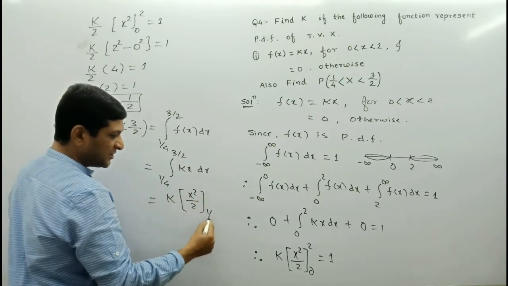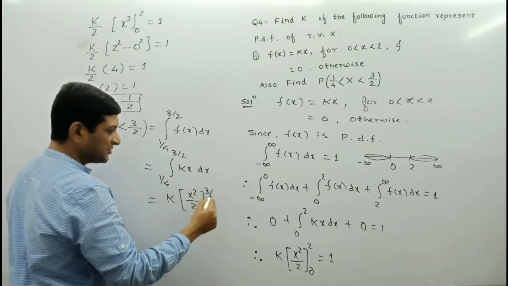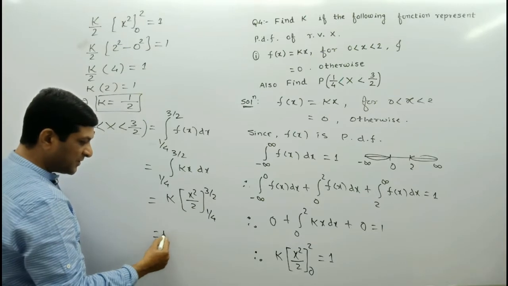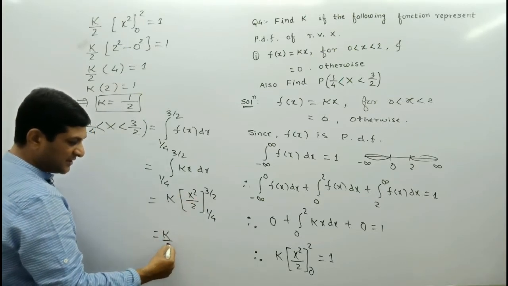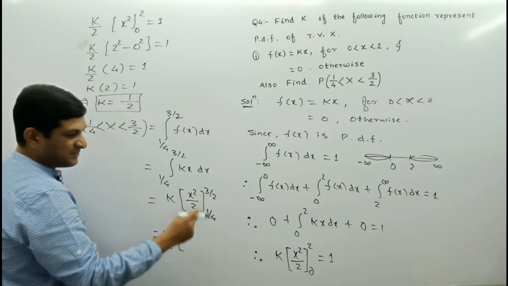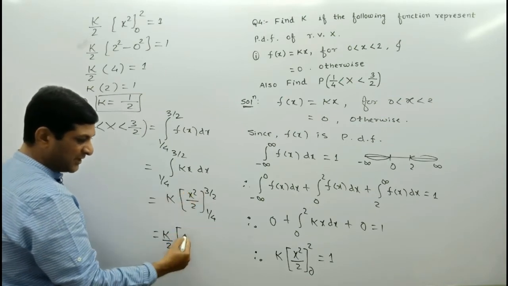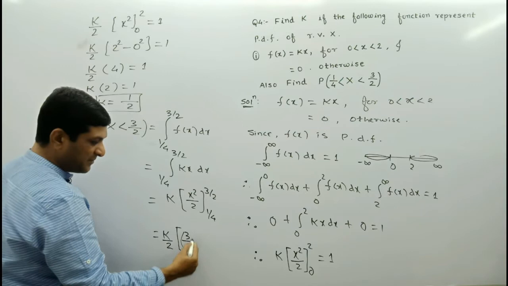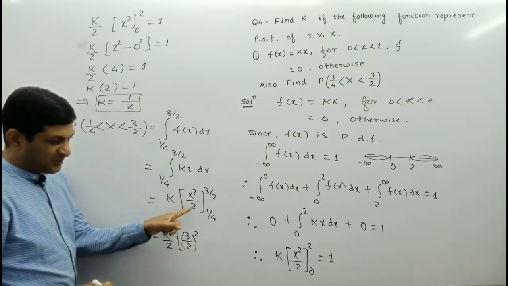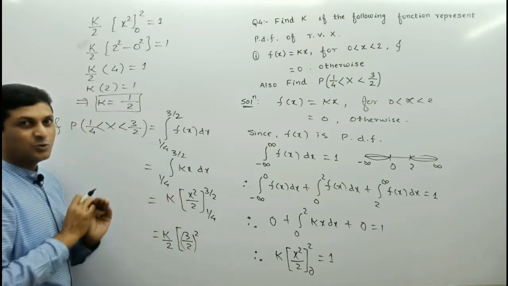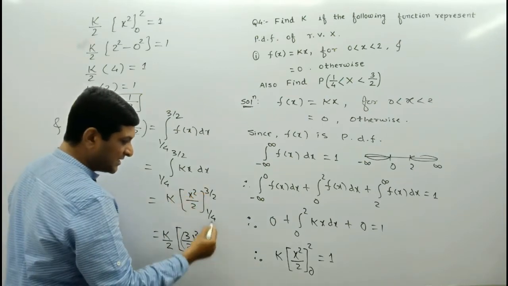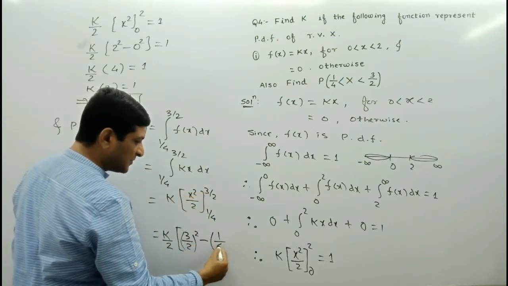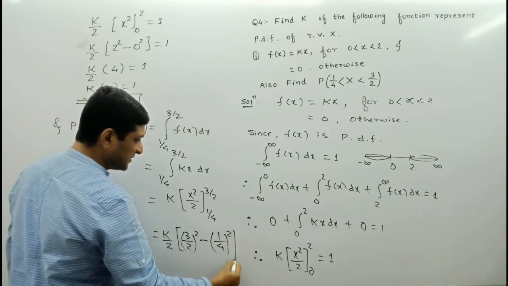Here lower limit is 1 by 4, upper limit is 3 by 2. So which is equal to k, keep it as it is. Here 1 by 2 is a constant, take it outside the limits. First I am replacing x by 3 by 2. So here we will get square of 3 by 2. Hope you are getting it. 1 by 2 is a constant. Already we have taken outside the limit. So now first we are replacing x by upper limit minus, then replace x by lower limit, means 1 by 4. Keep this square as it is.